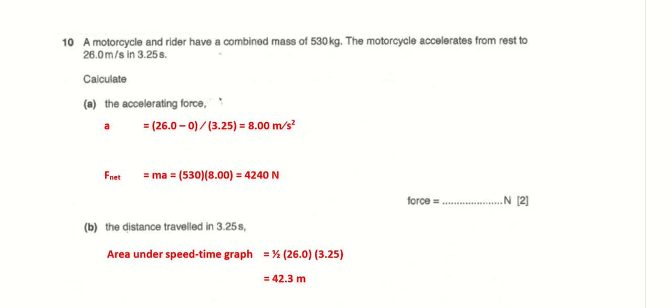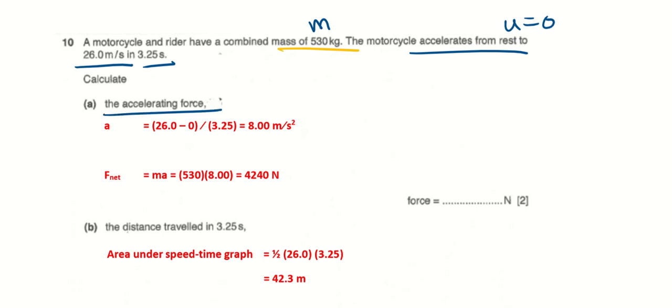A motorcycle and rider have a combined mass of 530. Combined mass, so what letter? M. The motorcycle accelerates from rest. Rest is u equals 0, to 26 meters per second in 3.25 seconds. It's always good to make sure that you check the units, right? So what is the accelerating force?